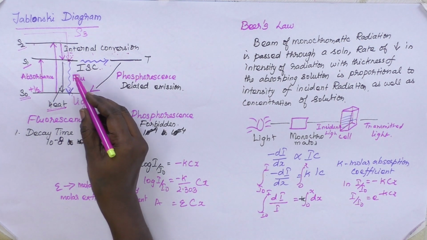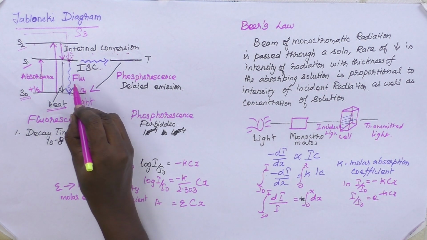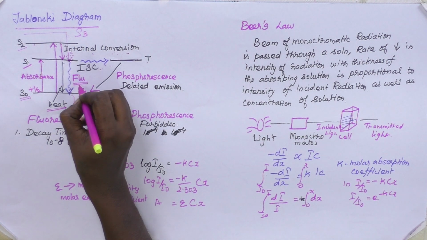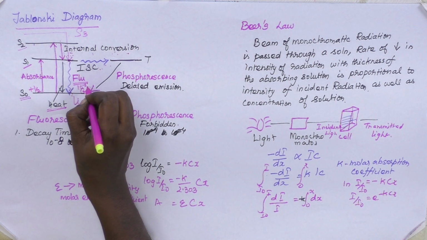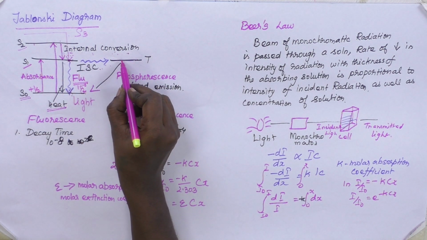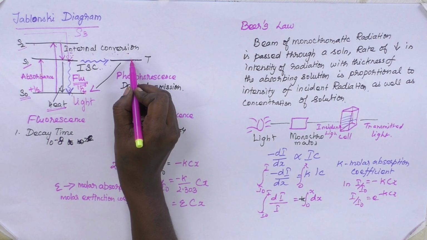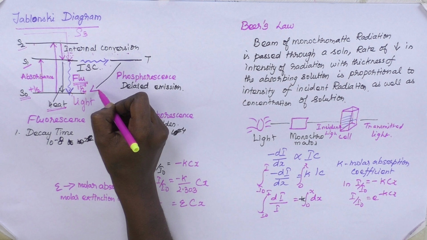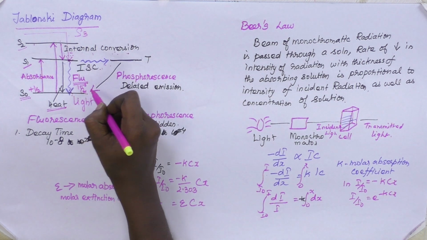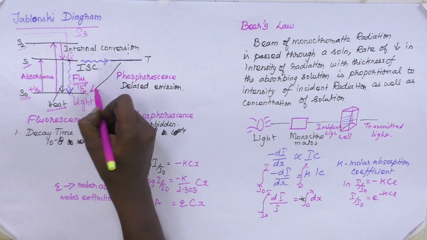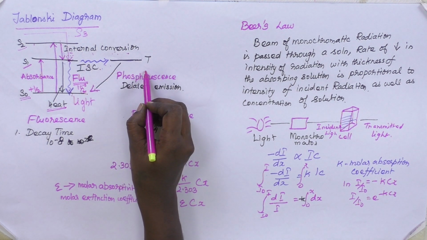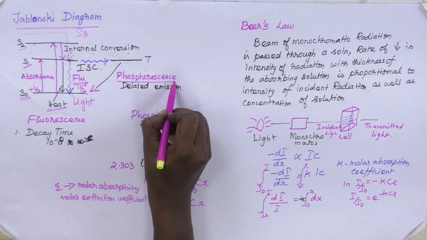If it emits light during the de-excitation process, it is called fluorescence. It is very short-lived, with a lifetime of about 10 to the power minus 8 seconds. The second one: an electron in the triplet state may undergo de-excitation, that is, transfer from the triplet state to the ground state, and this also happens with the emission of light. It is a forbidden transition, so it takes a long duration, and this process is called phosphorescence.